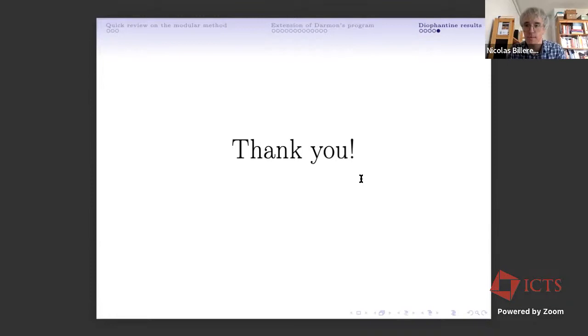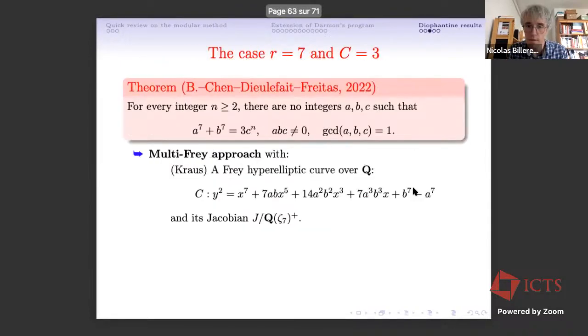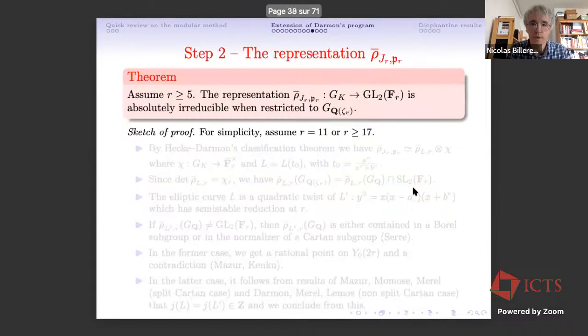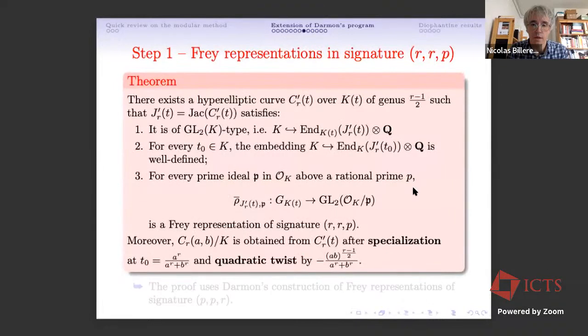Hello. Yeah, thank you. Nice talk. So I have one question. In the extension of Darmon's program, when you construct this Jacobian J_r, have you proved the semistability of J_r at primes away from 2? How do I prove what? Sorry. Semistability of J_r away from 2. Oh, like you prove modularity and irreducibility, level lowering. I am just asking about the semistable part.